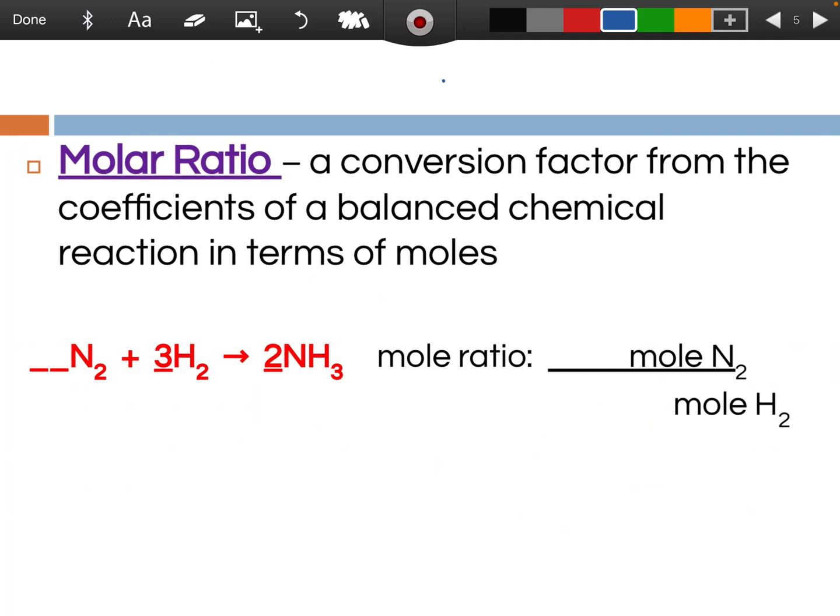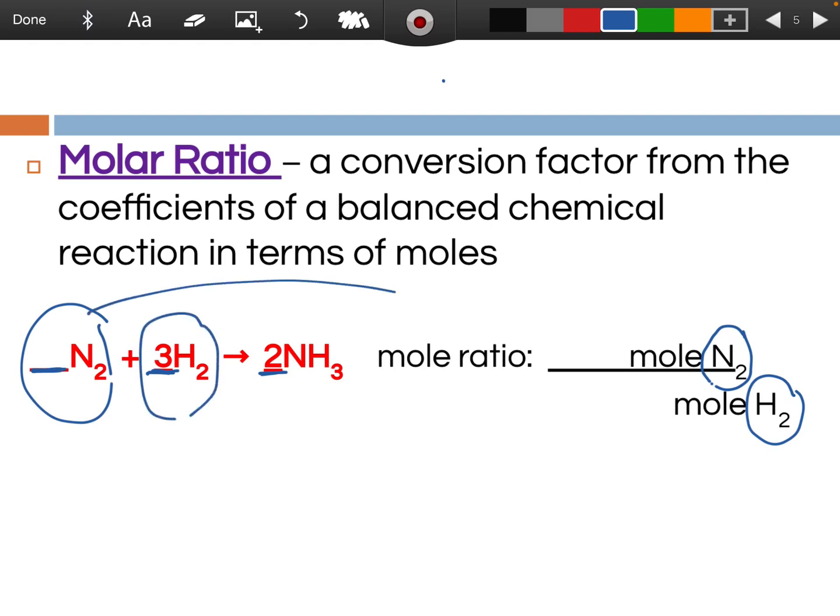All right, so from the balanced equation shown below, we know that 1 mole of N2 will react with 3 moles of H2 to produce 2 moles of NH3. The question off to the side for the mole ratio only asks about N2 and H2, so those are the only two substances that we're comparing. For every 1 mole of N2, we would need 3 moles of H2. So the coefficient is where you get that information for your mole ratio.